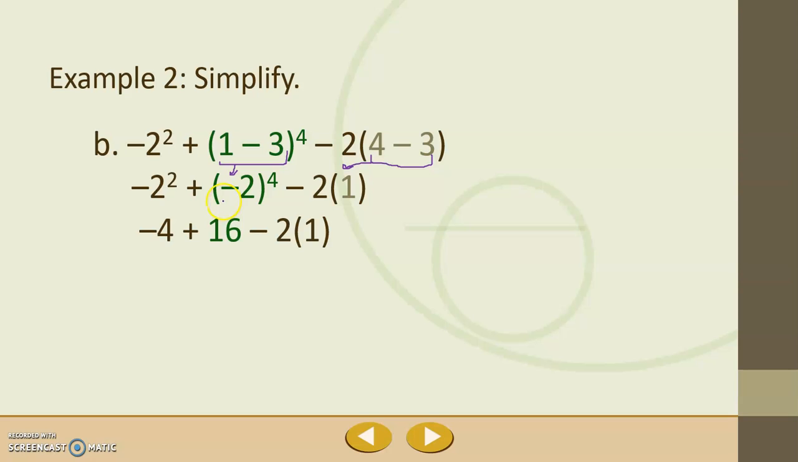Here we do have, in parentheses, negative 2 being raised to a power, and negative 2 times itself 4 times is a positive 16 here. And then no other exponents. Next we have multiplication and division from left to right, and we've got one multiplication problem here, so let's take care of that. Negative 4 plus 16 minus 2 times 1, which is 2. And then we have addition and subtraction from left to right, which gets us to 10.